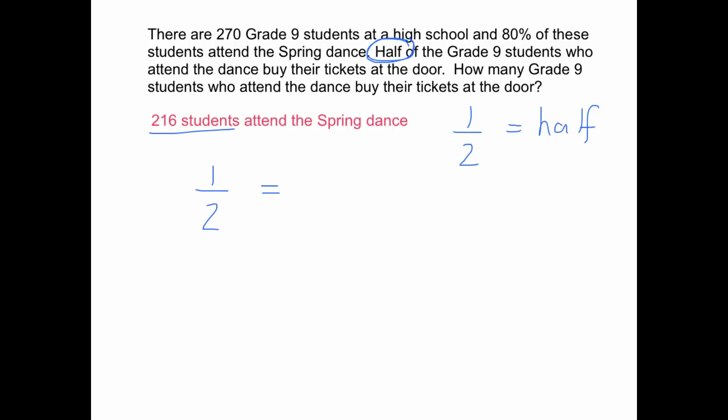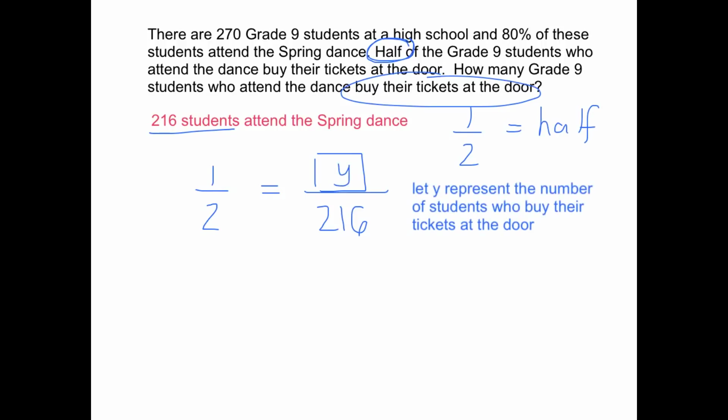So how do I set up my second fraction? Well, do we know the total number of students that attend the dance? Yes, 216. So a certain number of students out of 216 bought their tickets at the door. So what do we need to find? We need to find out how many students buy their tickets at the door. Since this is unknown, let's call this y.